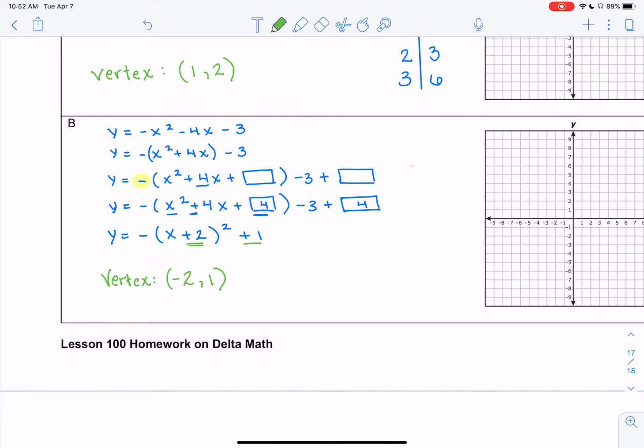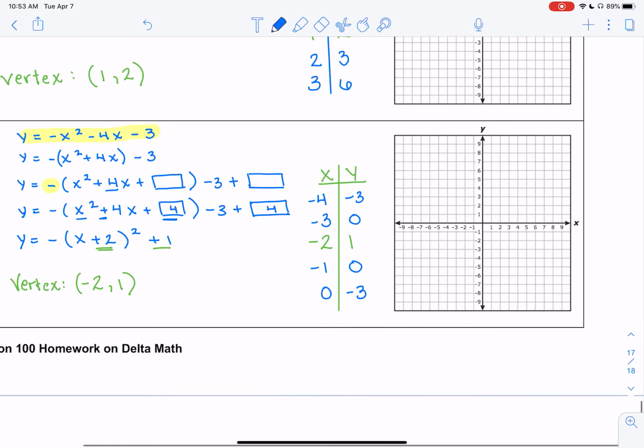Making my xy table. My vertex in the middle. And then I am going to go smaller and bigger from there. And I'm going to key in on the original equation and plug in those values. So plug in a negative 4, I get negative 3. Plug in a negative 3, I get 0. Negative 1, I get 0. When I plug in 0, I get negative 3.